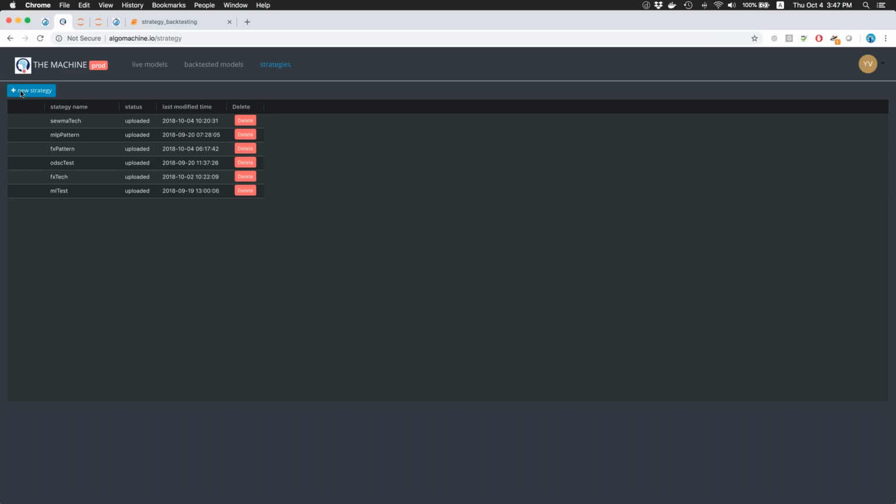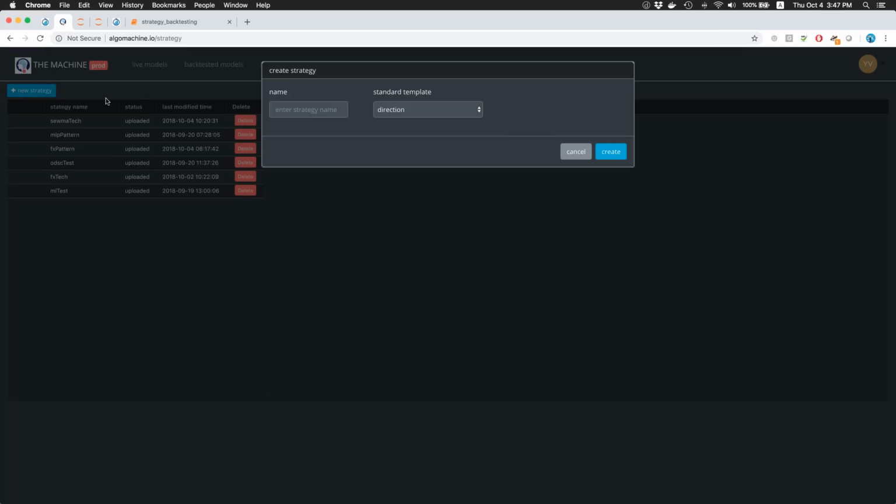So when I do, for example, new strategy here, I could say, for example, demo direction, and I would go with direction. You see we have 3 templates, and basically the platform can provide, let's say, instead of 3, 300 templates, but these are basic types of strategies that are currently supported, like directional trading based on machine learning algorithms, technical indicators like the one we had before, or pattern-based ones. I come to these later on.